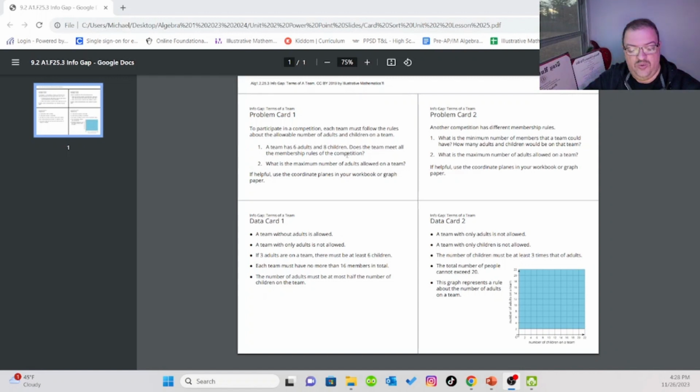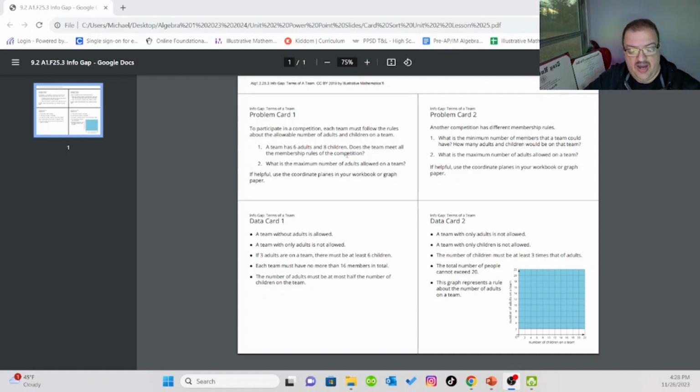A team with only adults is not allowed. So we must have children on the team. A team with only children is not allowed. So we must have a mixture of children and adults. The number of children must be at least 3 times that of adults. So for every 1 adult, there must be at least 3 children. And the total number of people cannot exceed 20.